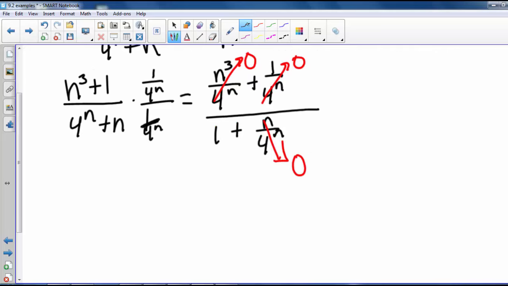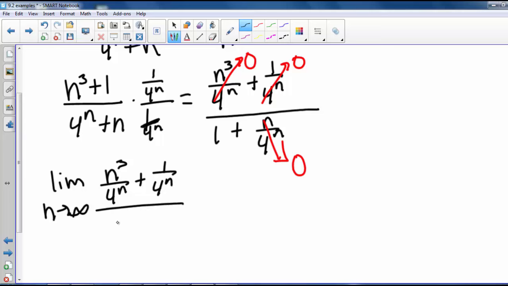So if we take the limit as n goes to infinity of n cubed over 4 to the n plus 1 over 4 to the n divided by 1 plus n over 4 to the n, we're going to get 0 plus 0 over 1 plus 0, which is 0. So this converges.